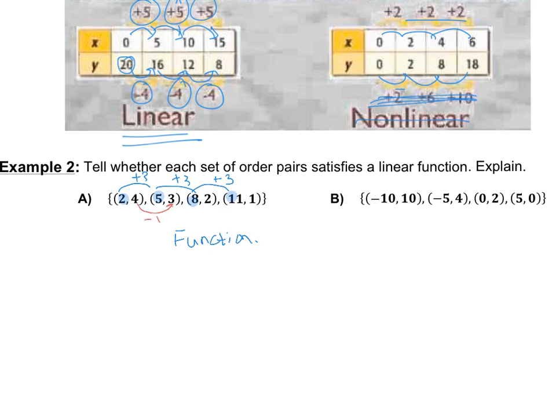4 to 3, minus 1, 3 to 2, minus 1, 2 to 1, minus 1. So they're increasing by the same amount on the x and y, and therefore it's linear. So this is a linear function.